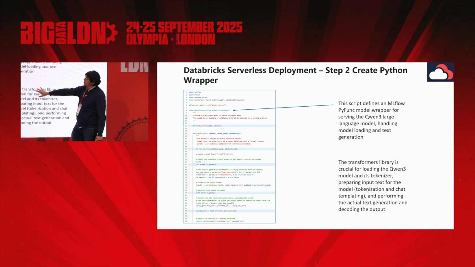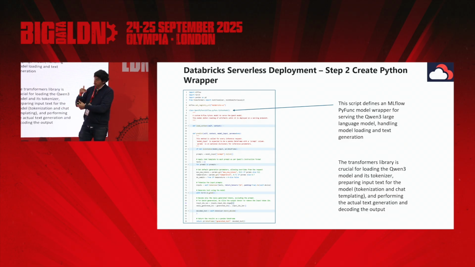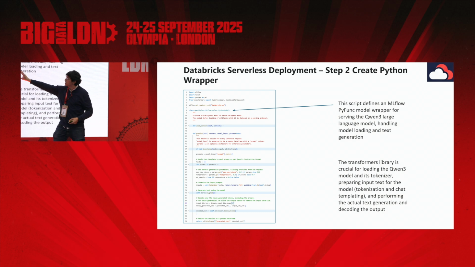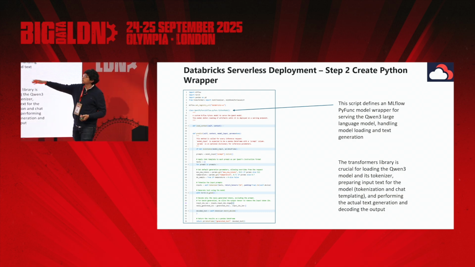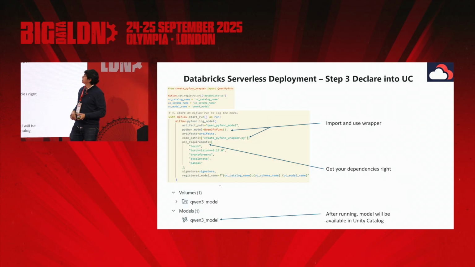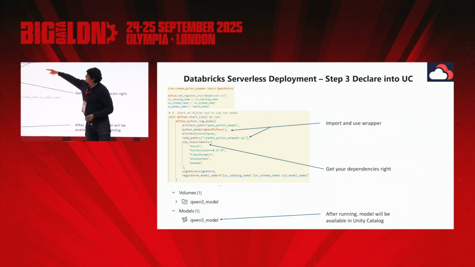This looks a bit intimidating, but honestly, if you give the model documentation, I use this with Gemini. So I gave the model documentation from HuggingFace to Gemini, and I said, I'm planning to deploy this into Unity catalog for a serverless endpoint, and then it helped me make the wrapper with transformers, and of course, mention that you want to use transformers. And then finally, in Databricks, you can declare the model.